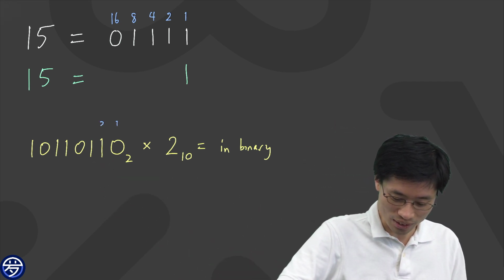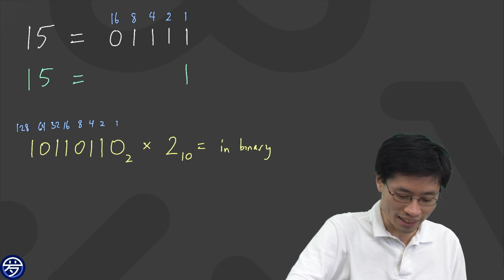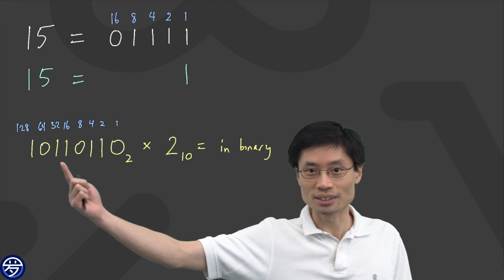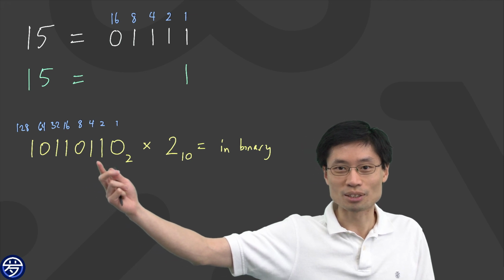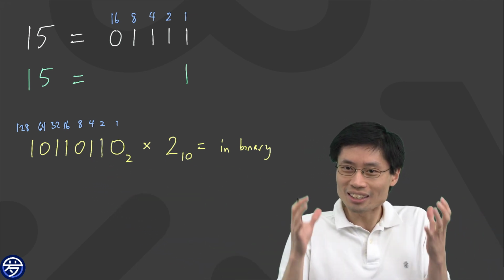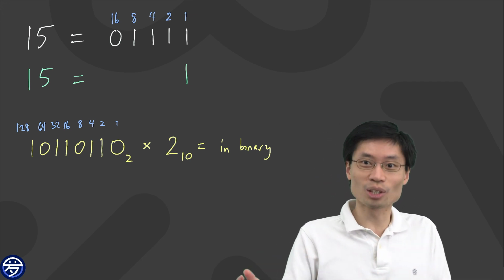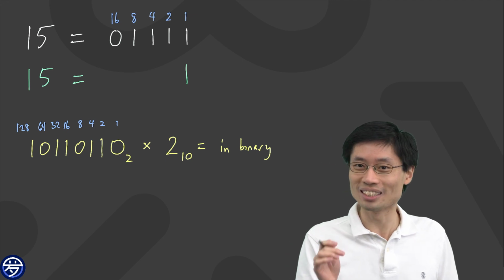A 1, a 2, a 4, an 8, a 16, a 32. I'm running out of space. A 64 and a 128. And you go and add all this stuff together. It's 128 plus, what's this? A 32 plus a 16 plus a 4 plus a 2. You add all these together, and when you're all done, you multiply by 2, and then you convert the whole thing back to binary. Does anyone want to do this? No. There's a better way to do this.